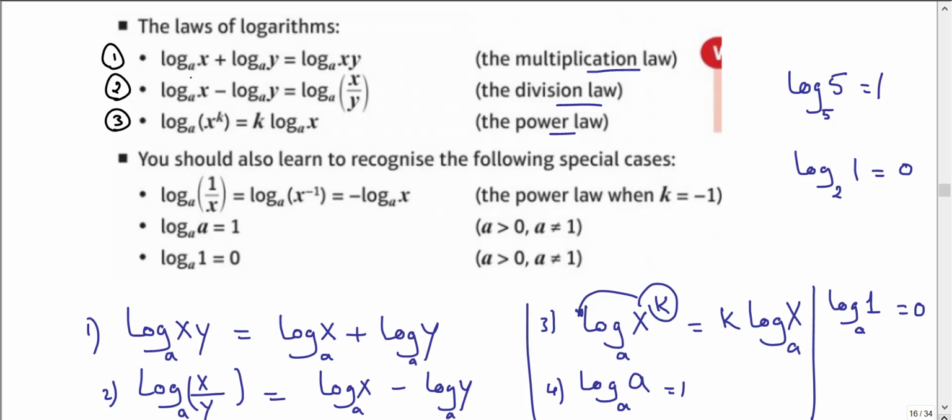Okay? I want you to write the rules down. I skipped number 4 because it's understood. You have 1 over x, you can make it x to the power minus 1, and you take minus 1 before the log. So basically, it's not a new rule yet. Okay, so these are the 5 rules.